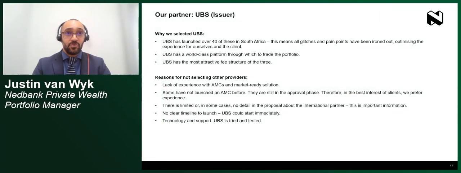Okay. In terms of our strategic partners, we spent a good two years and a bit scouring the market, and we finally decided to settle on a partnership with UBS. Some of the reasons why we chose UBS: UBS is known for private banking across the world. They're one of the world's largest private banks, if not the largest, but they have the experience, they have the technology stack, and they have launched AMCs, and they were the pioneers of AMCs within the South African market.